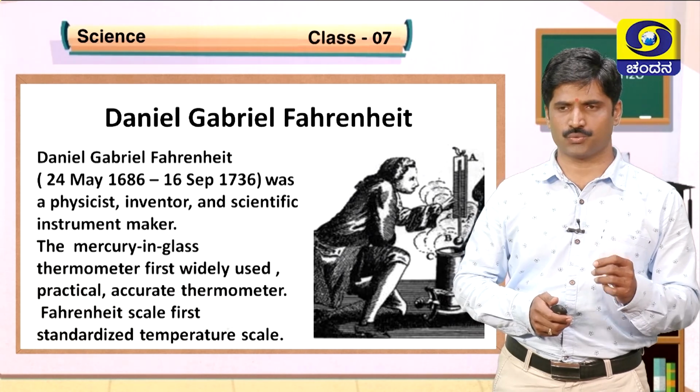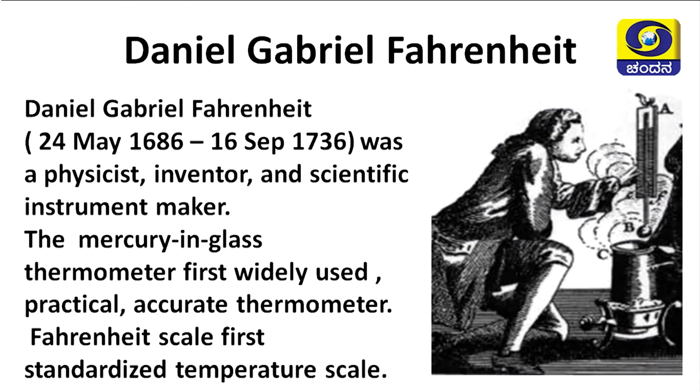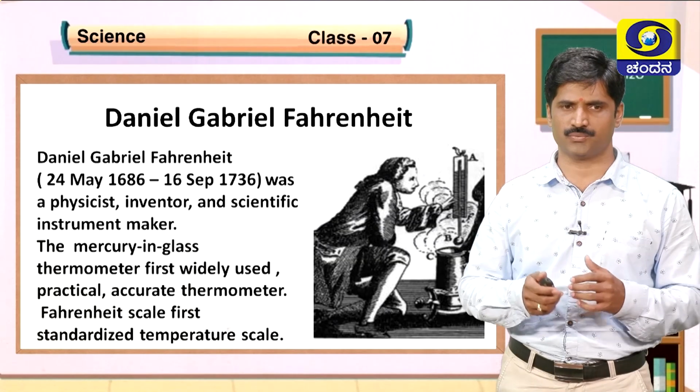He is the scientist who invented the thermometer for the first time, Daniel Gabriel Fahrenheit. He was a physicist, inventor and scientific instrument maker. He made the mercury-in-glass thermometer for the first time.